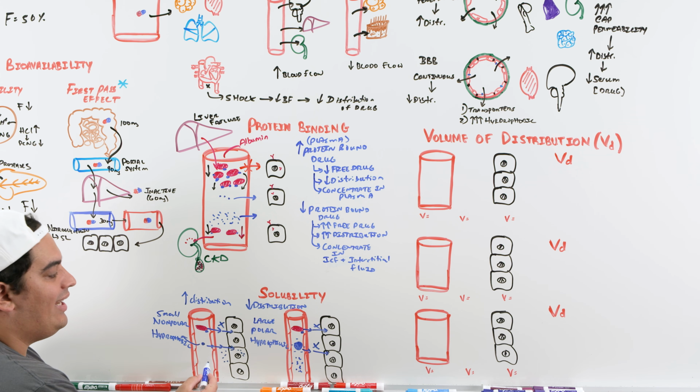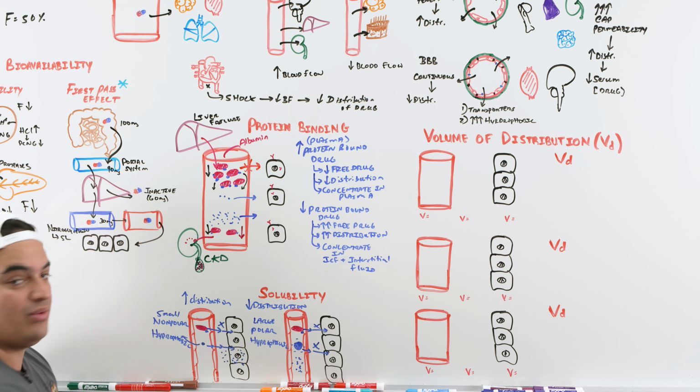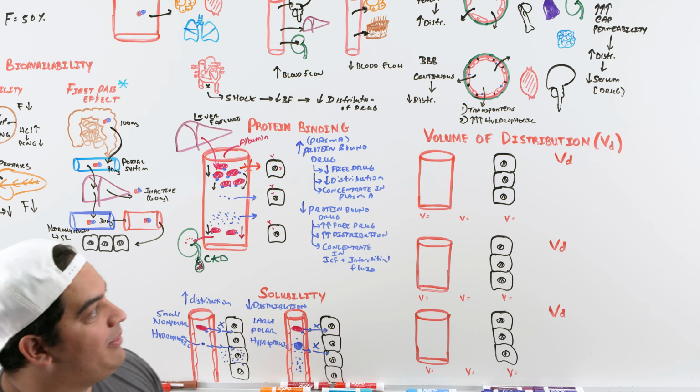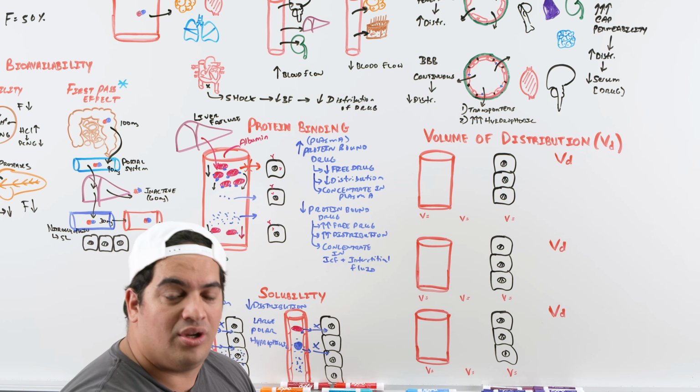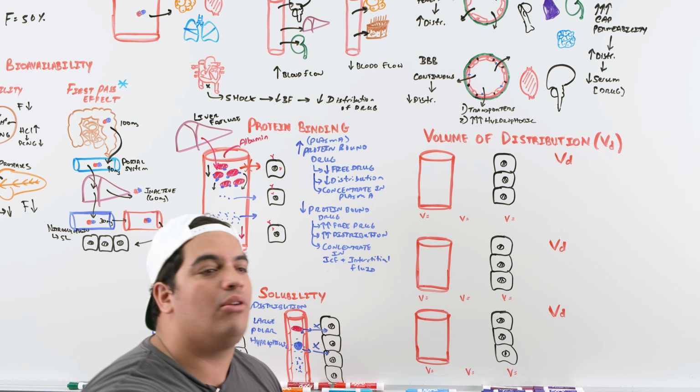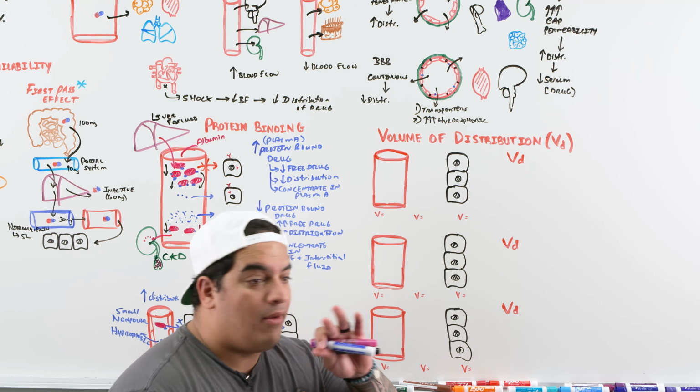The ones that have high distribution will concentrate into the actual tissue spaces. Important to remember. Because the last concept, and probably the most important concept when we're talking about distribution, is the volume of distribution, the apparent volume of distribution. All right, guys, let's talk about volume of distribution.